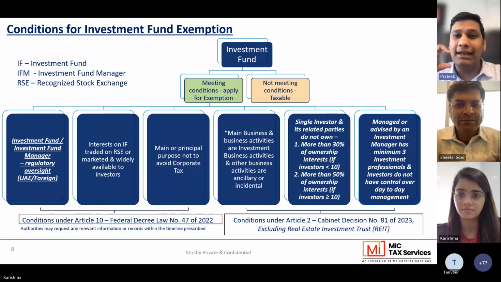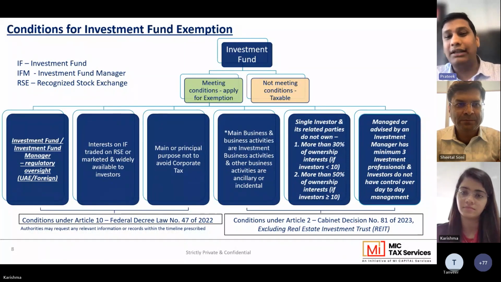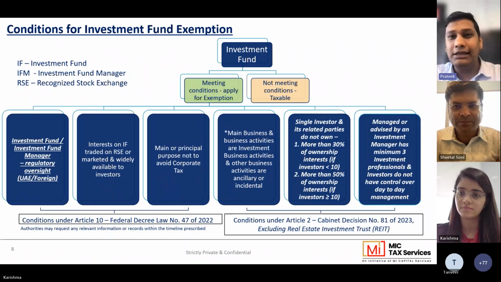If the size is 10 or more, the single investor and the related party can own 50%. So this is important to fulfill the condition. The third and the last important condition is the investment fund manager entity to have three individuals, or three professionals, to run that investor fund. If all of these conditions are satisfied, then an investment fund is up for exemption.